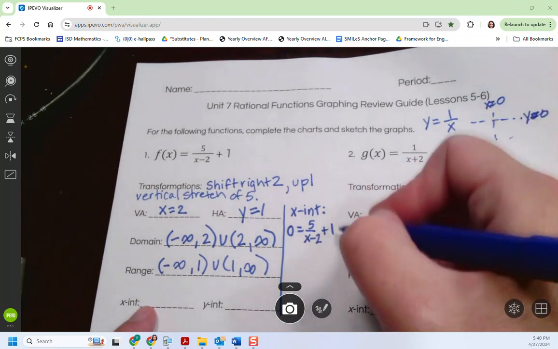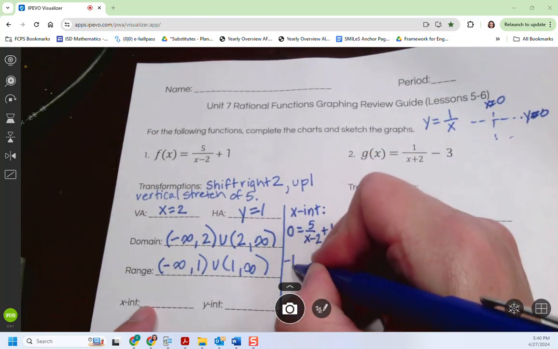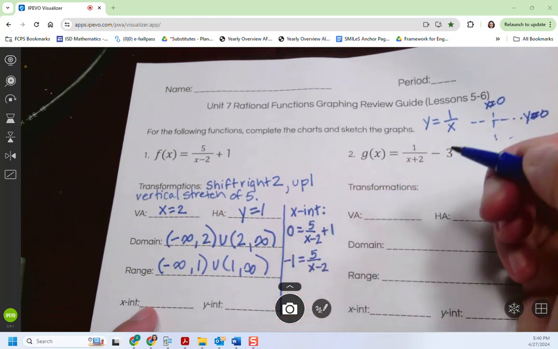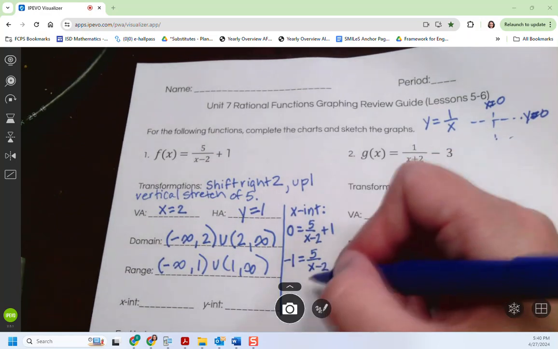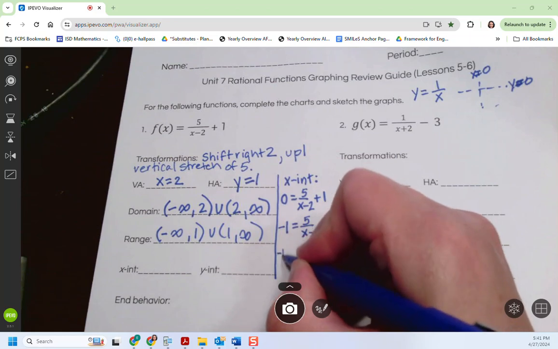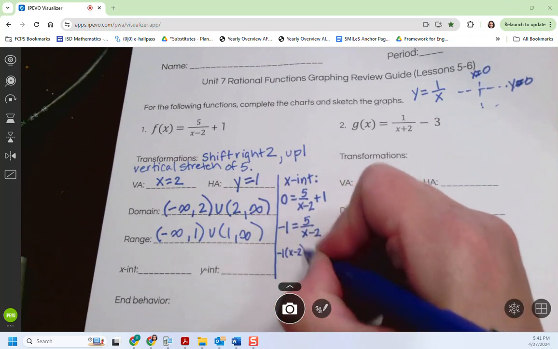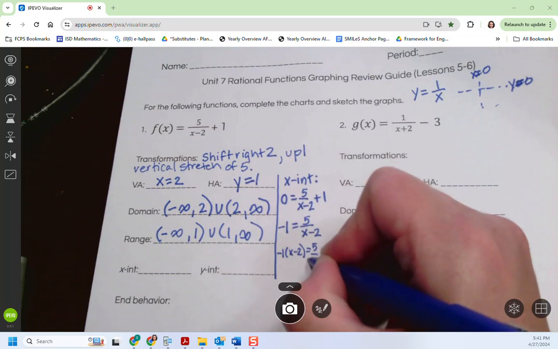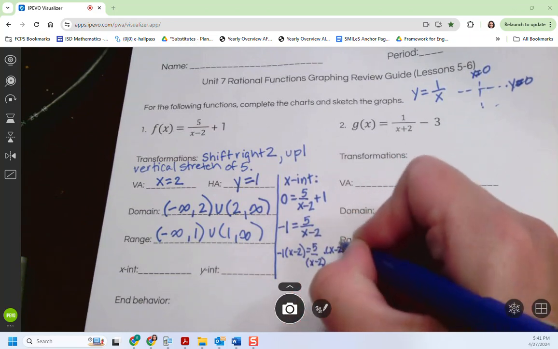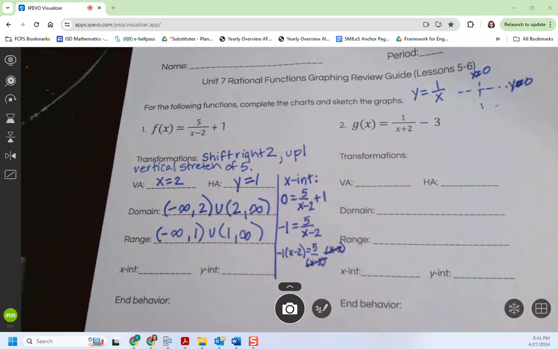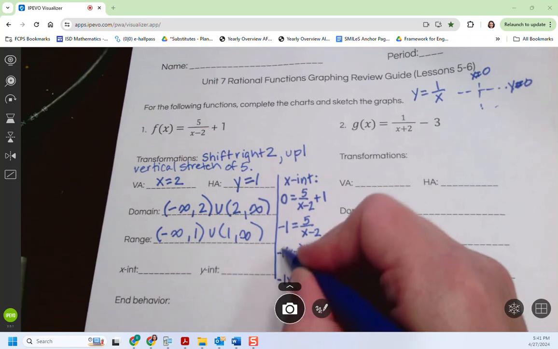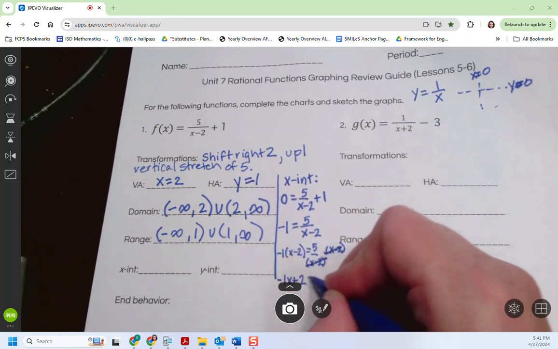The next step is to subtract 1 from both sides, and that will give me negative 1 equals 5 over x minus 2. And then to get rid of this denominator, we're going to multiply both sides by x minus 2. So on the left, I'll have negative 1 times x minus 2. And on the right, I have 5 over x minus 2 times x minus 2, and those cancel out. Your negative 1 can distribute, so I get negative 1x. Negative times negative is positive.